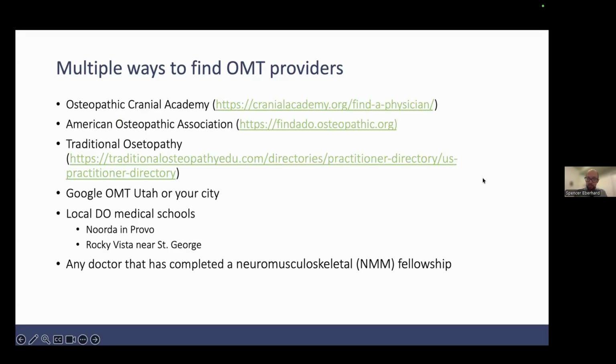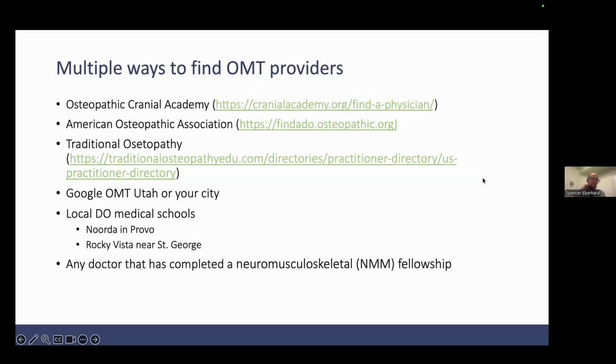In fact, you can just Google OMT Utah, or put in your city or location, because I've done it in several places trying to find who the OMTs are in this area, so that I can refer people to them. And I do find some people. They're almost hidden here and there, but if you search, you can find them.